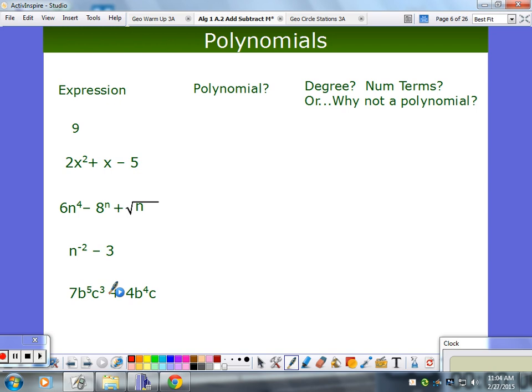So this is the table on page 1. Let's see if we can figure this out. I've got a bunch of expressions. Two things we're going to do: Is it a polynomial, yes or no? And if it is, how many terms? If it's not, why not?